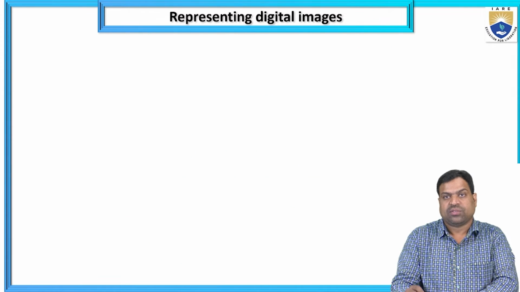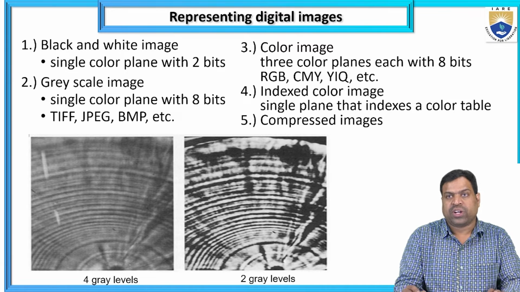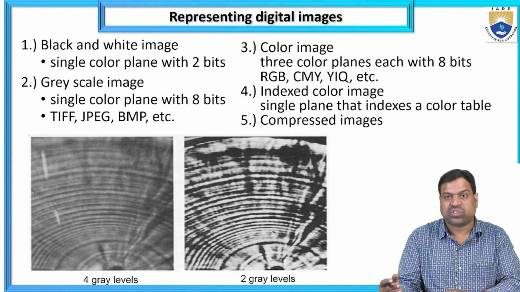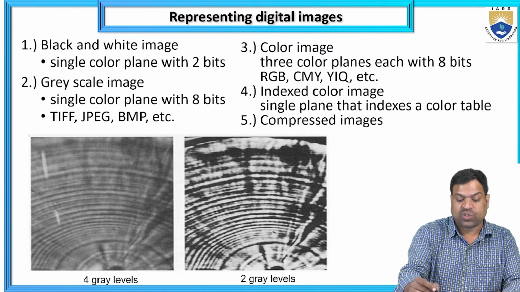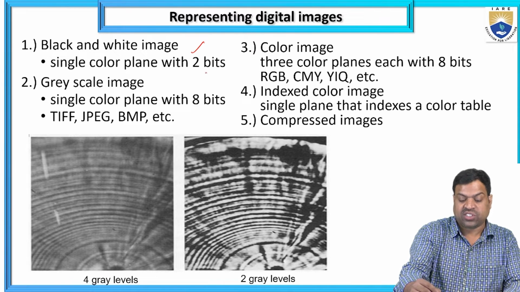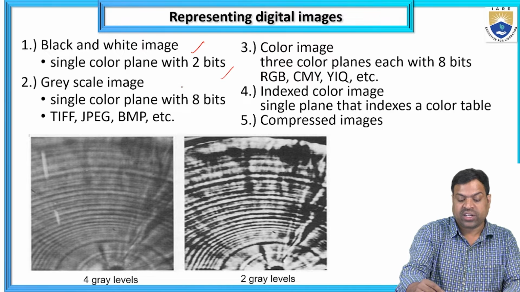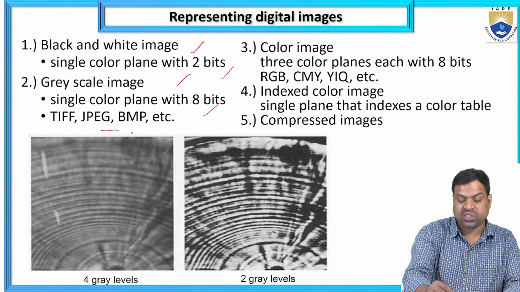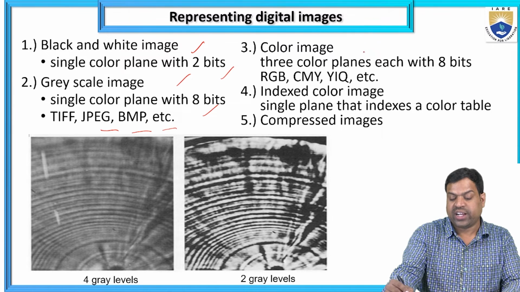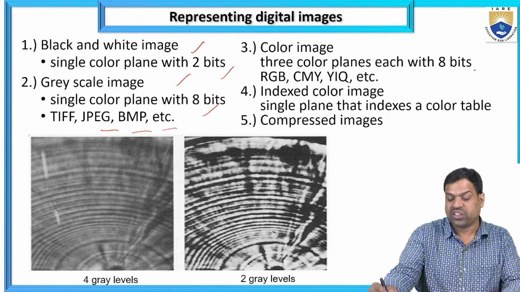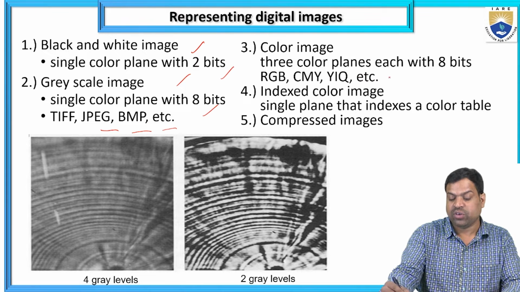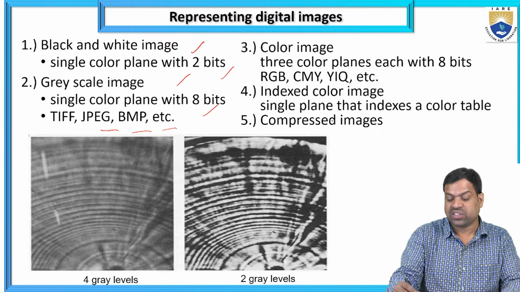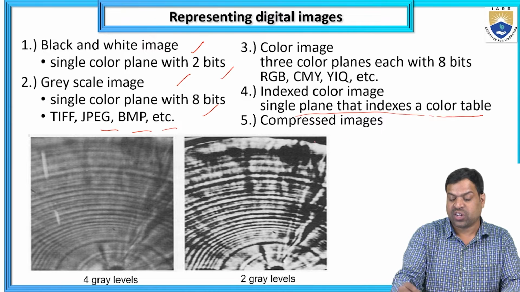So how are we representing digital images? How many types of images are there in the representation? The first one is the black and white image, a single color plane with 2 bits. Grayscale image, a single color plane with 8 bits, such as JPG, BMP, etc. And the color image, with 3 color planes of 8 bits: RGB, red, green, blue, CMY, YIQ, etc. Indexed color images are a single plane that indexes a color table.